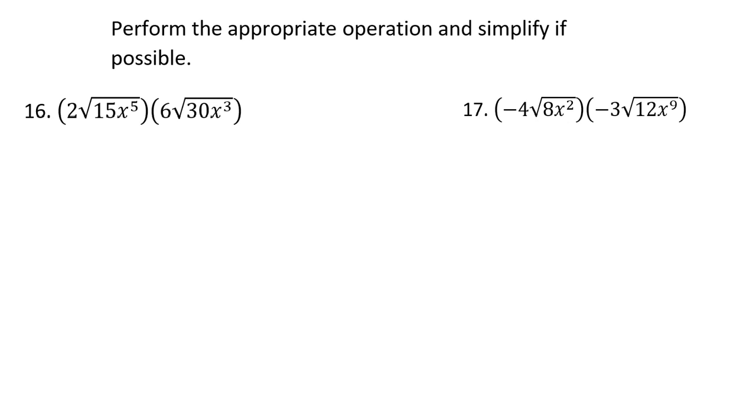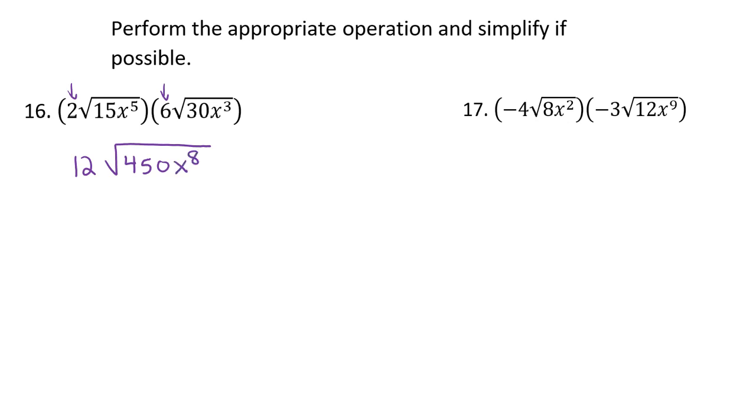Okay, same directions as before. So this time we're doing multiplication because we have two parentheses right next to each other. So when it comes to multiplying, we're going to multiply the outsides and multiply the insides. So outside we have 2 times 6, that's 12. Square root 15 times 30 is 450. And then when we multiply, we add exponents. So we're going to get x to the 8th.